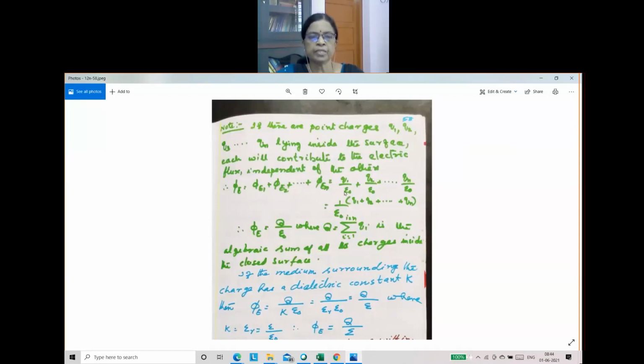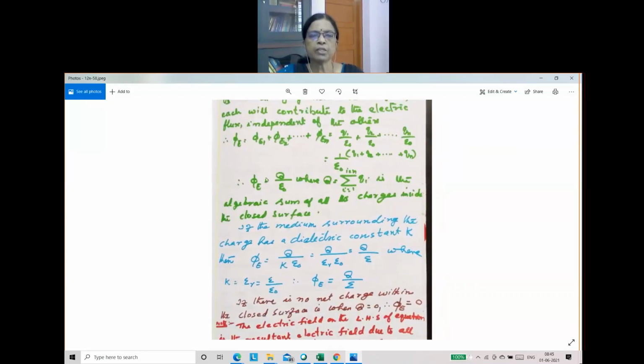So what do we have to find? The total charge. If there are so many charges inside the Gaussian surface, we have to find the net charge. So the total flux will be due to the net charge. That is a very important point when you do application questions. You should know that the net charge inside the Gaussian surface is considered here. Net charge, all the charges we have to add.